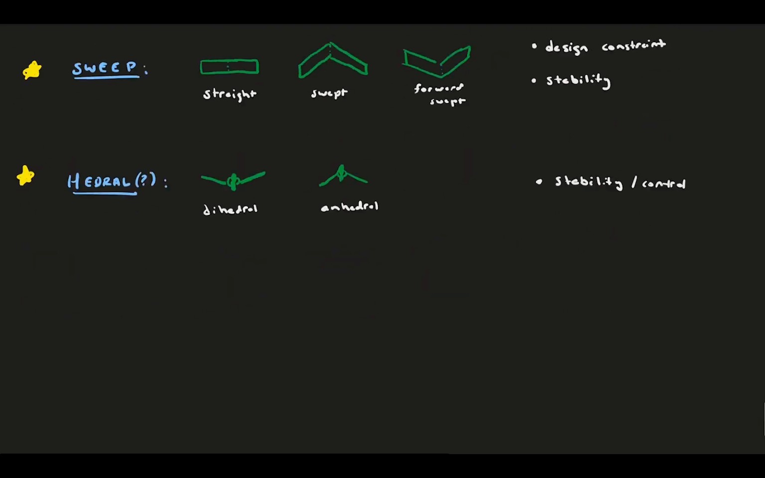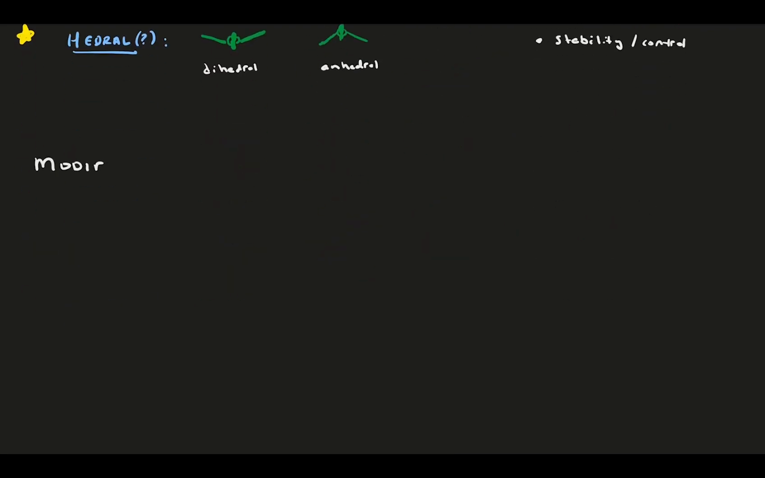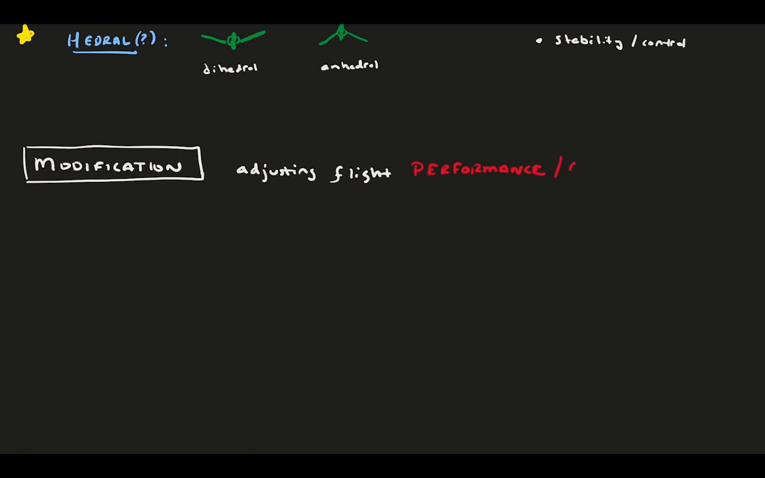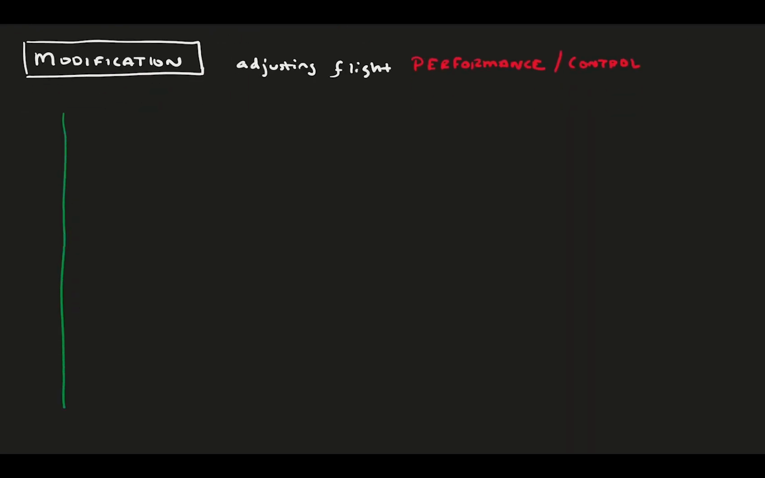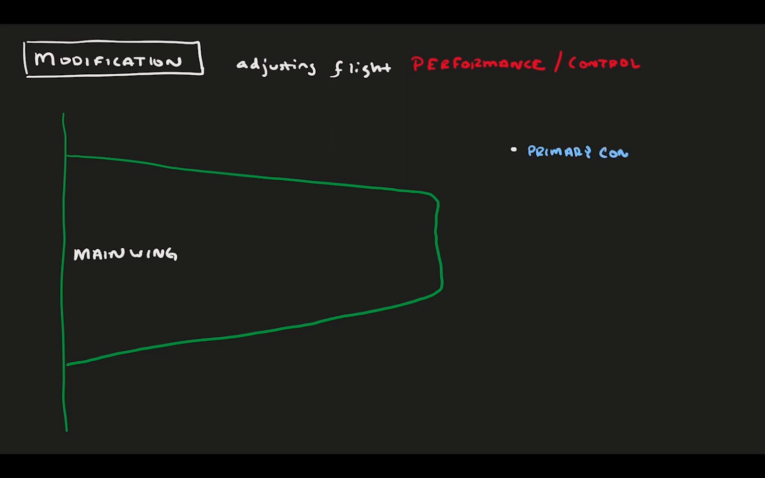Now that we know the basics, we can also consider more modern modifications to wings. We will explore ways wings modify performance and control of the aircraft. Draw a main wing cantilevered from a fuselage, flying towards the top of the page. There are primary control surfaces all over the wing. In the back, we have flaps and ailerons that alter the wing lift and induce roll.